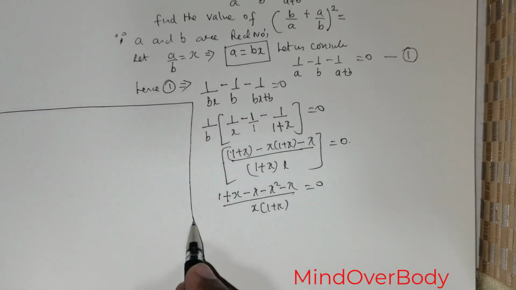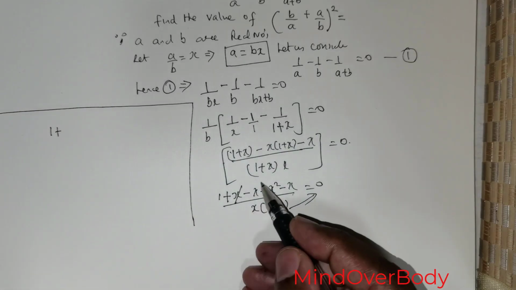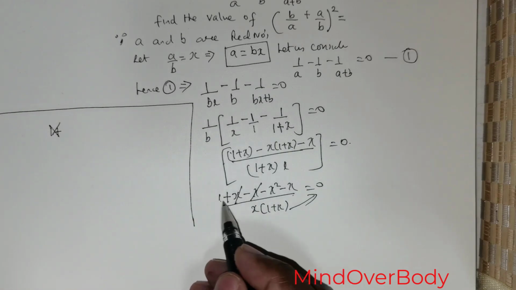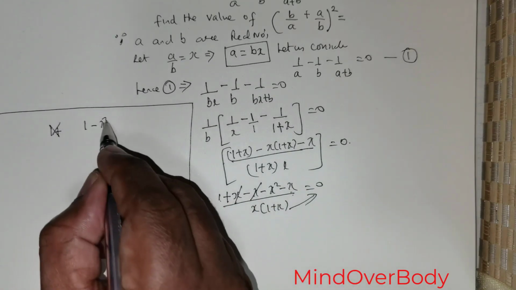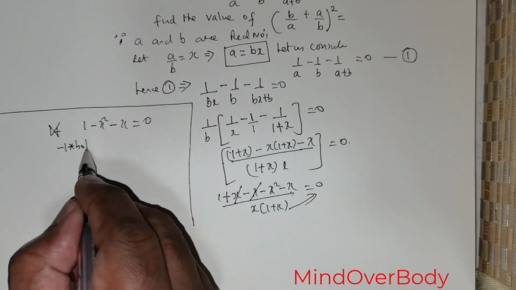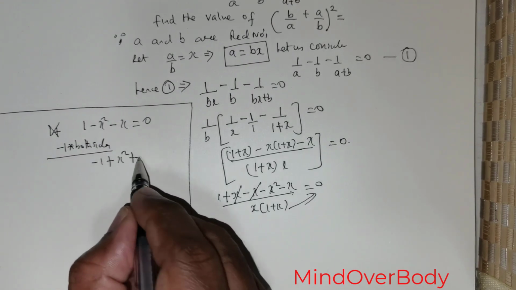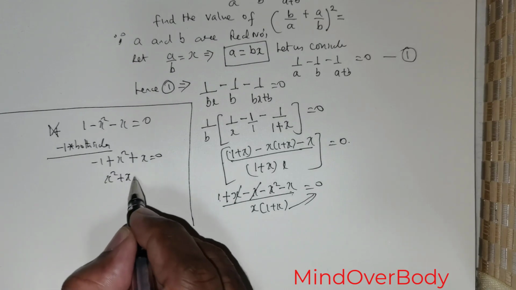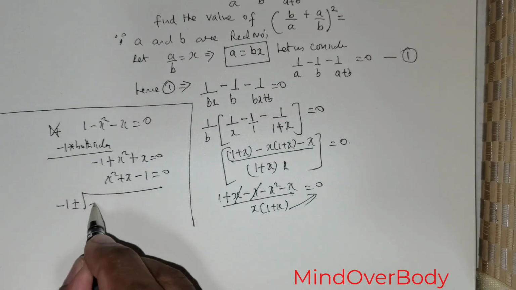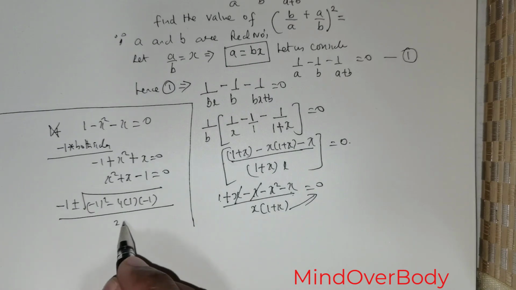Let me use this side. So I cross multiply, so I would get 1 + x − x gets cancelled. So I got 1 − x² − x. So 1 − x² − x is equal to 0. I multiply by negative 1 on both sides. So this would give me −1 + x² + x is equal to 0. Let me write it like this, and I'm using the quadratic formula. So x = (−1 ± √((−1)² − 4AC)) divided by 2A.